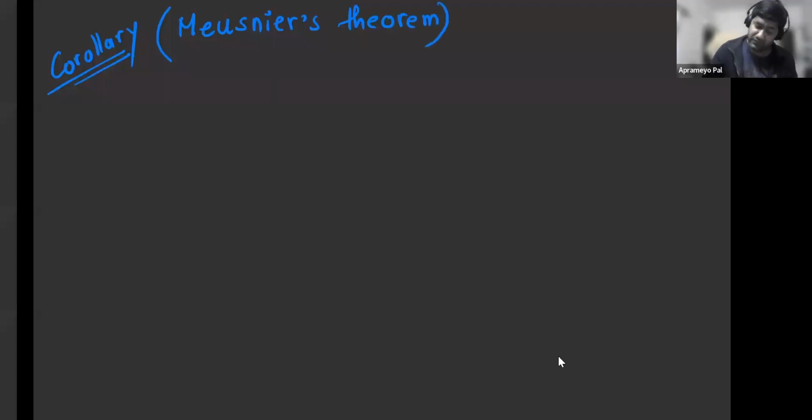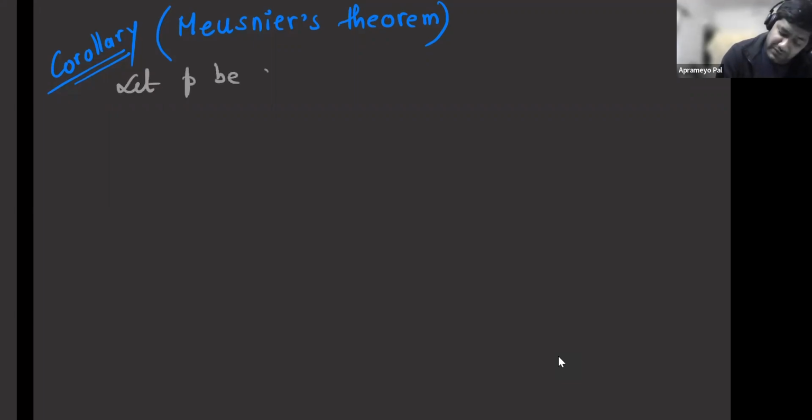Sometimes this is called Meusnier's Theorem. He was a French mathematician, and he also has a very nice history, because he was one of the army generals of Napoleon Bonaparte. So along with doing mathematics, he was a very famous army general also. Anyway, let's focus on what he says.